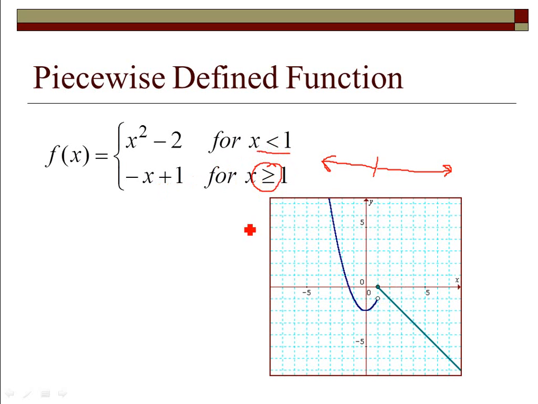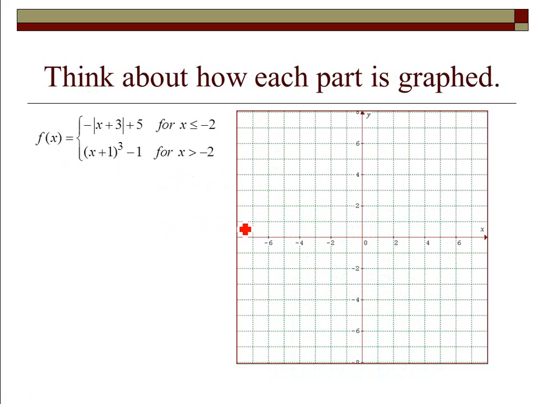Okay, so let's see about how to graph one of these things without going through all those steps. Think about how each one's graphed. What's really important is you need to take the transition points and plug those in to make sure you get that point accurate. So I've got an absolute value, so I get a V shape. It's flipped. It's to the left 3, so I'm going to go left 3, up 5. There's my vertex. Now I'm going to plug negative 2 in this equation.